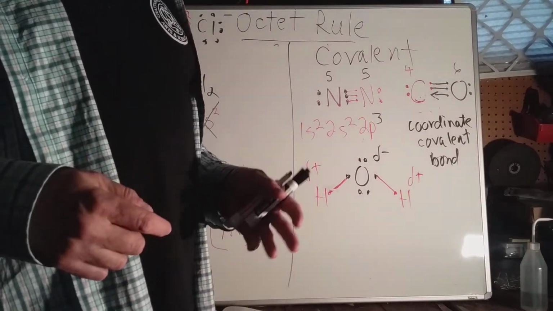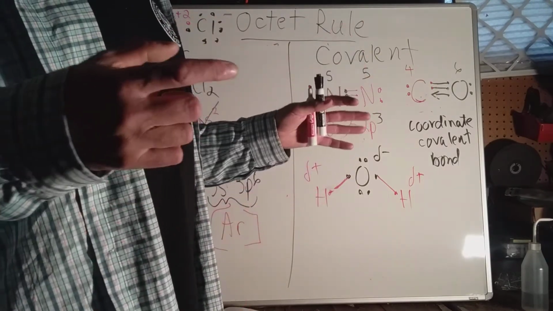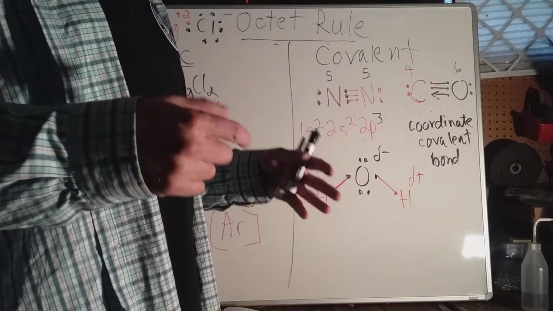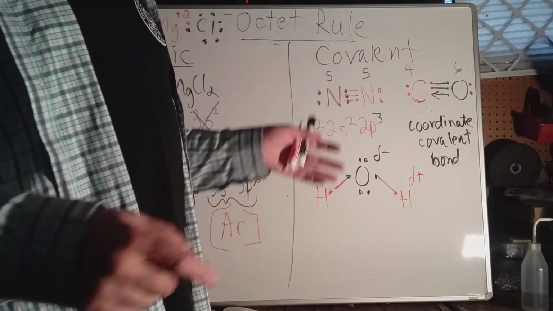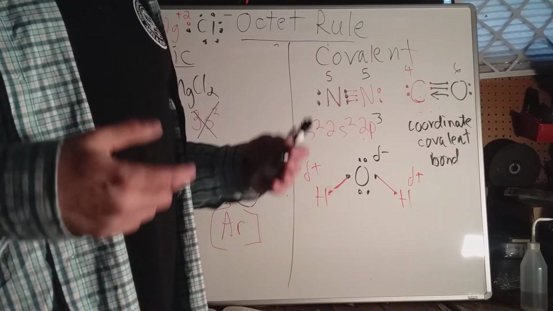Later on, we'll be talking about a couple of other exceptions to the general octet rule in bonding from a Lewis diagram perspective, and what are called expanded octets. We'll get into that probably early next week.